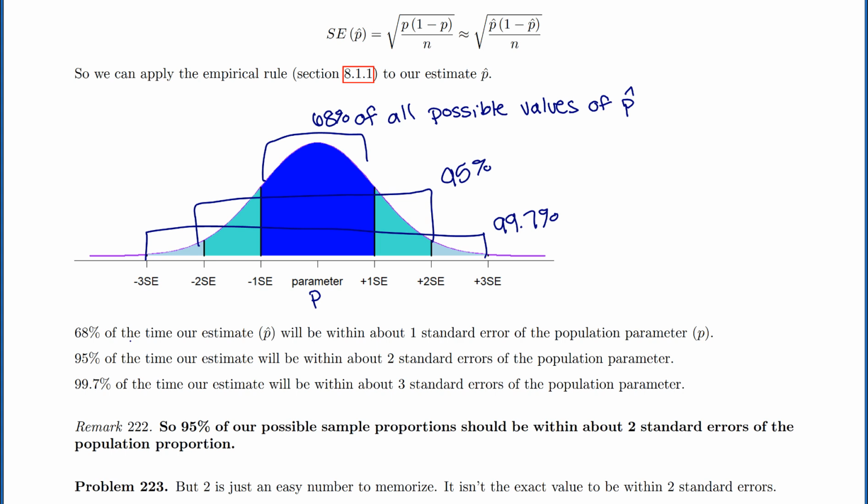So again, 68% of the time, our estimate p hat will be within about 1 standard error of the population parameter p. And 95% of the time, this is the one that we're going to really care about today, 95% of the time, our estimate will be within about 2 standard errors of our population parameter p, the population proportion. So we're going to say 95% of all of our possible sample proportions should be within about 2 standard errors of the population proportion.